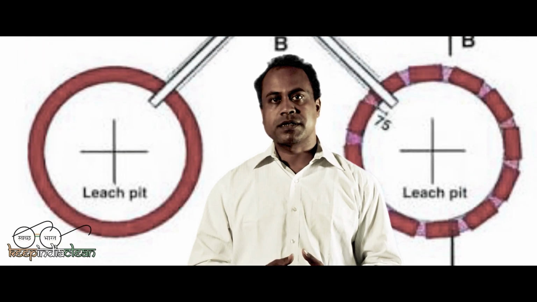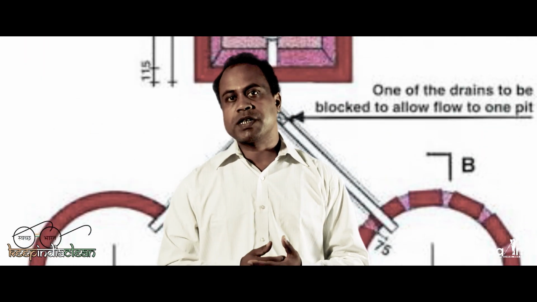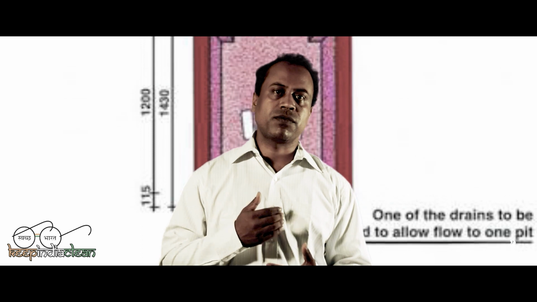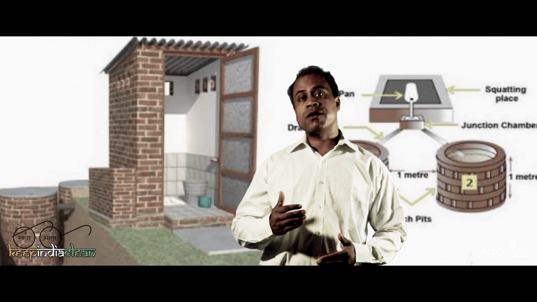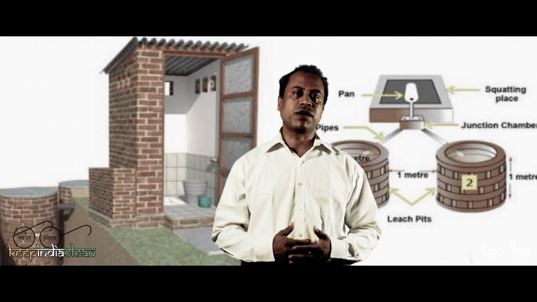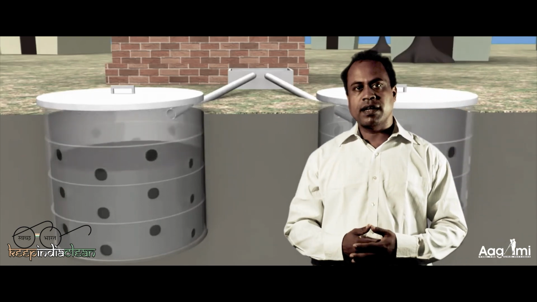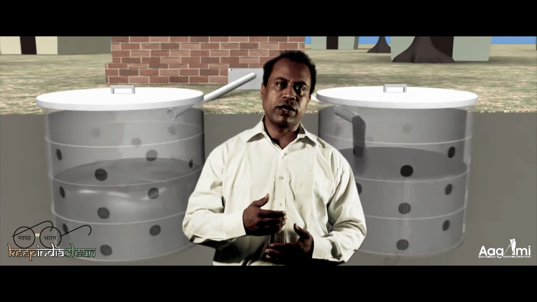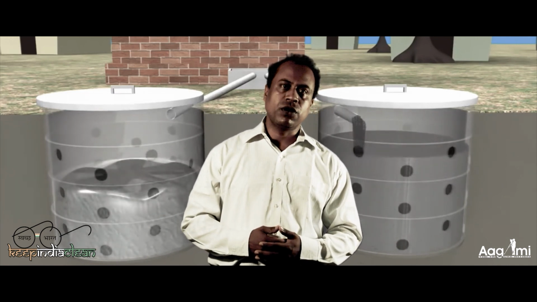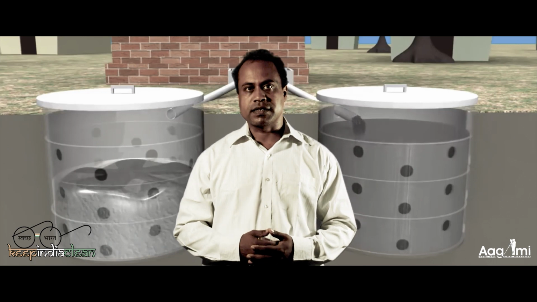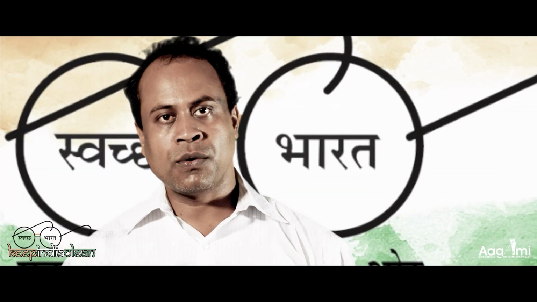Why twin pit? What's the significance of twin pit? The most important objective is that it's a part of waste management. That is, our faeces are being recycled for future use. Liquid parts of the faeces are being absorbed in the soil and solid residues are being converted into manure by microbes. And we know how important that is in agriculture. So let's see how this twin pit toilet is being constructed.